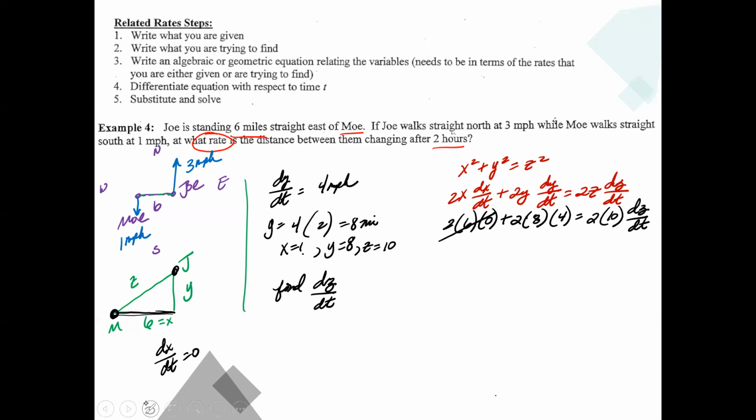is equal to 2z, z is 10, and then dz over dt. So this part is just going to cancel to give you a 0. 2, 8, and 4 is going to give you 64 is equal to 2 and 10 is 20, dz over dt. Divide it, dz over dt is going to equal 64 over 20, or simplify it to 16 over 5, or if you simplify it even further into a decimal, 3.2 miles per hour.